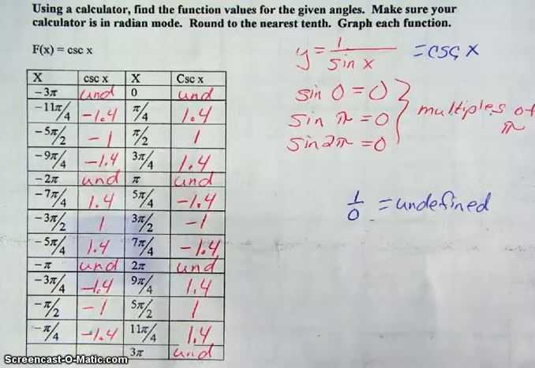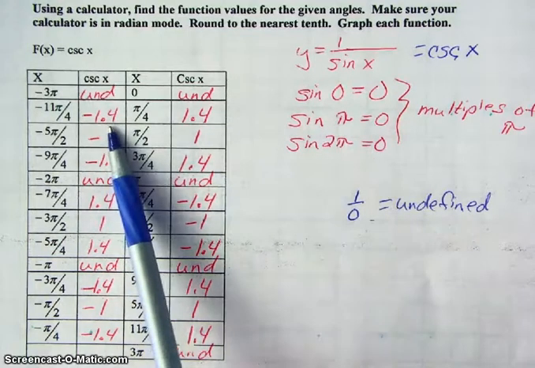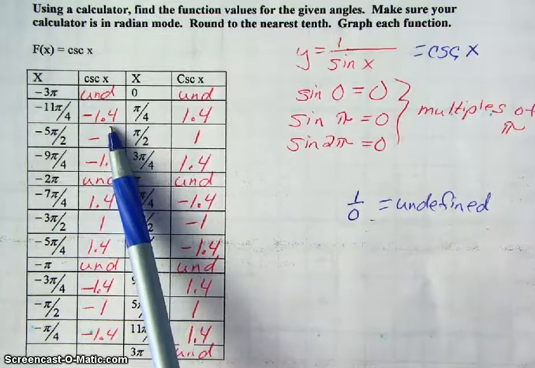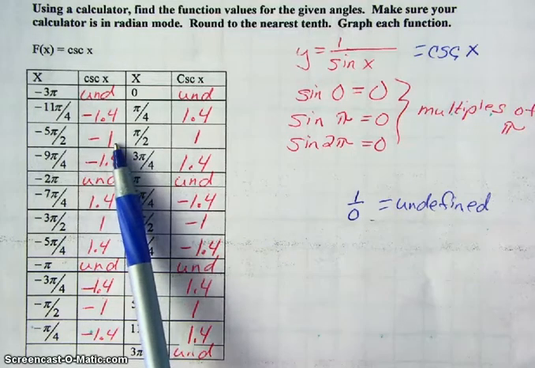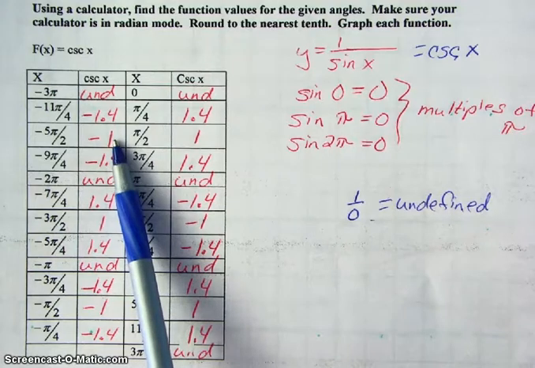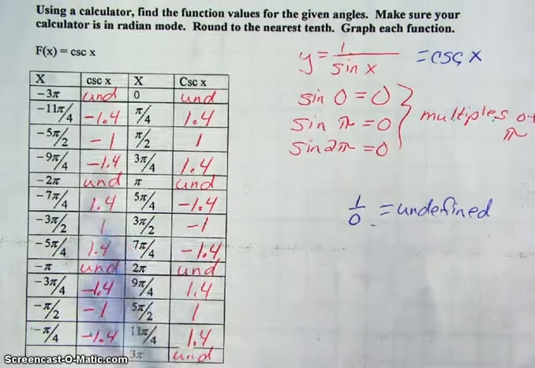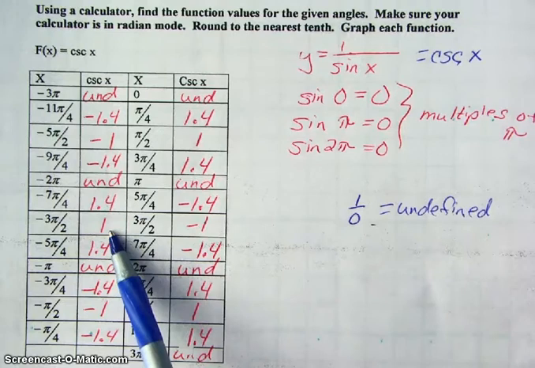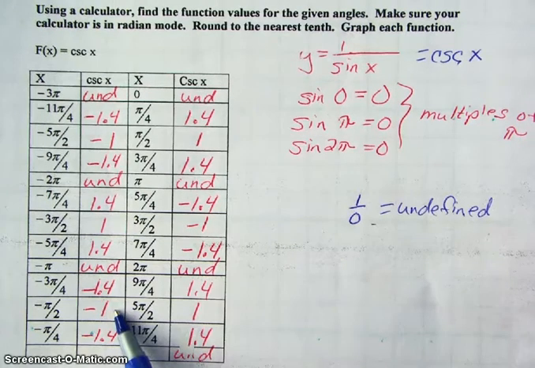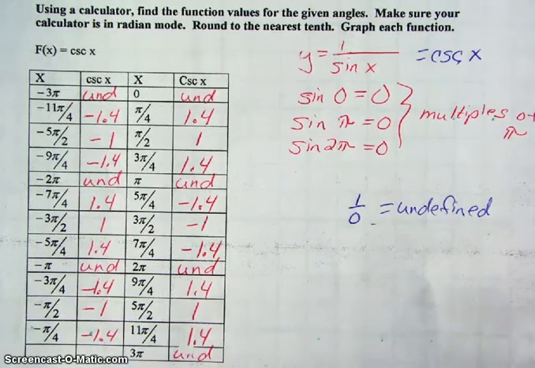All right, the other numbers are very straightforward. You just find the value of sine and take the reciprocal. Of course, the sine of negative 5 pi over 2 is -1, and the reciprocal of -1 is -1. So anywhere that sine is 1, its reciprocal, cosecant, is 1. And anywhere that sine is -1, its reciprocal, cosecant, is also -1.